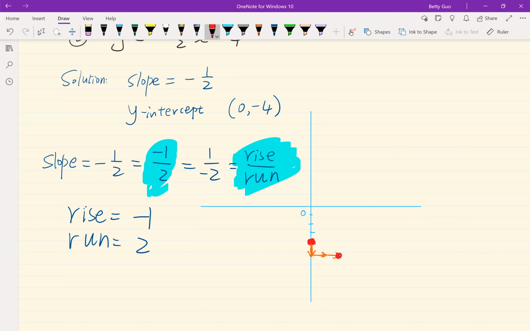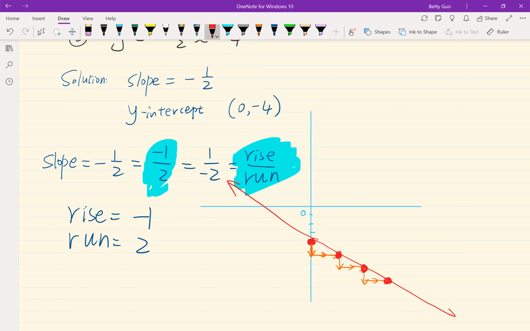Yeah, sometimes you want more points, you can keep doing the same thing. From the second point, you can go down 1 unit, go to the right 2 units, and you will have the third point. And if you have extra time, you can keep doing so until you have enough points and you feel comfortable to graph the line. Once you have enough points, you can connect them. And that's the straight line that corresponds to the given equation.